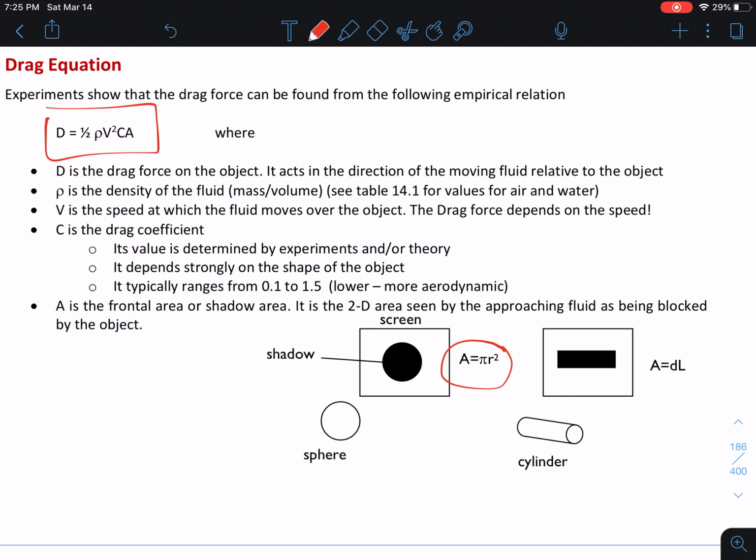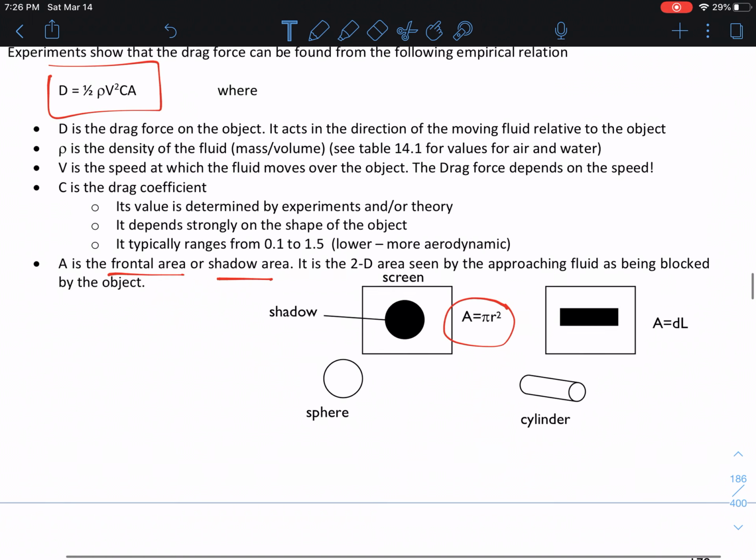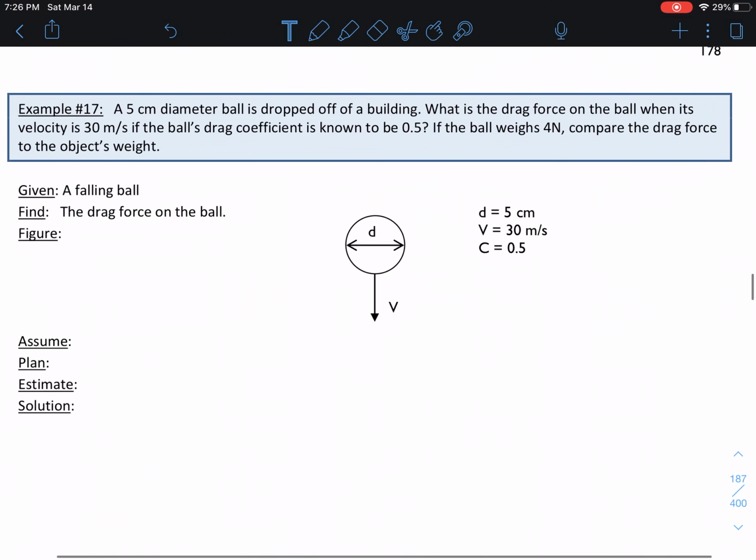Again, if you have a cylindrical object, depending on where you are shining the light, the shadow area could be a rectangle or it could be a circle, right? So you're gonna think about that and find out the frontal or the shadow area. Okay, so those are the things that we're going to be looking into in this example.